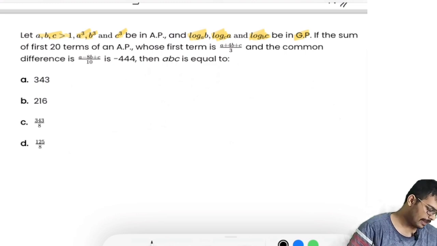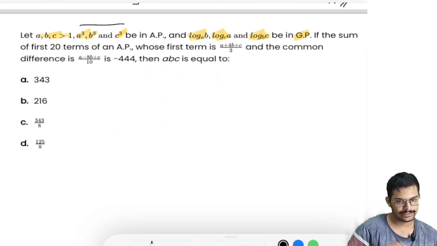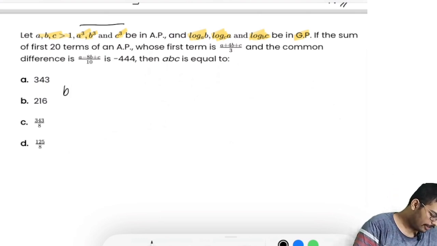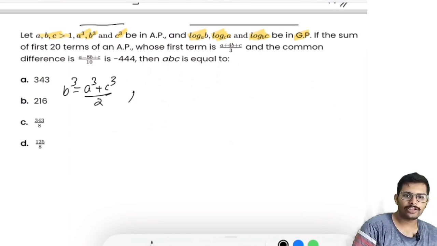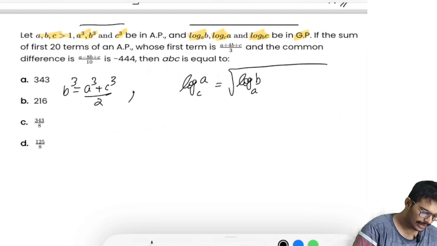If these three terms are in arithmetic progression, the middle value will be the arithmetic mean of the first and third terms. The second term will be the arithmetic mean of the first and third terms, which means B cube equal to A cube plus C cube divided by 2. Similarly, if these three terms are in geometric progression, the middle value, log A to the base C, will be the geometric mean of log B to the base A and log C to the base B.